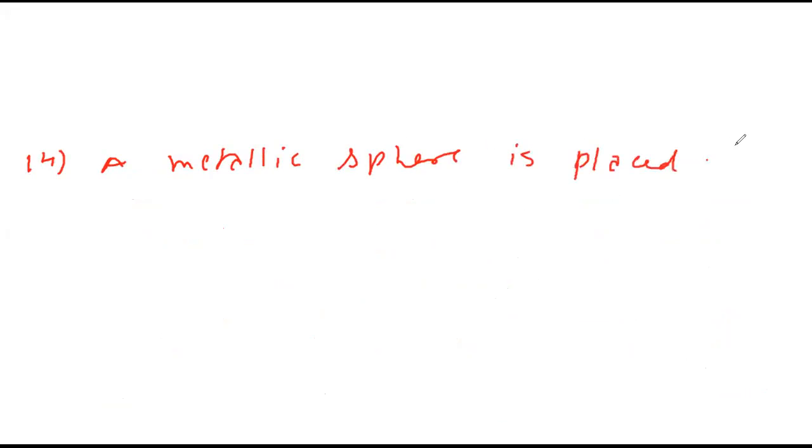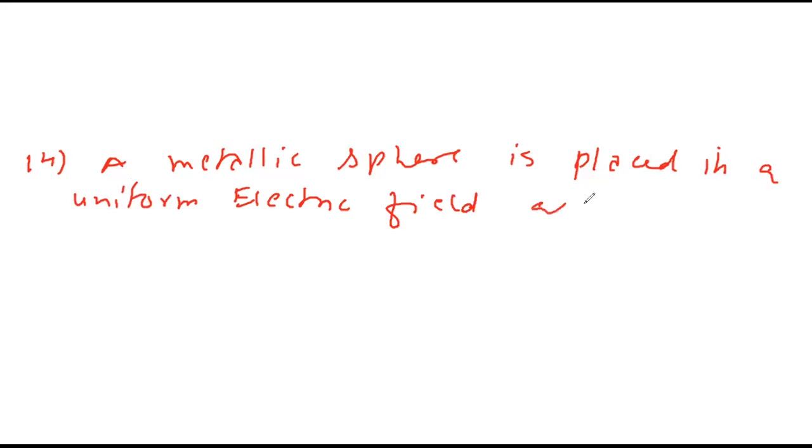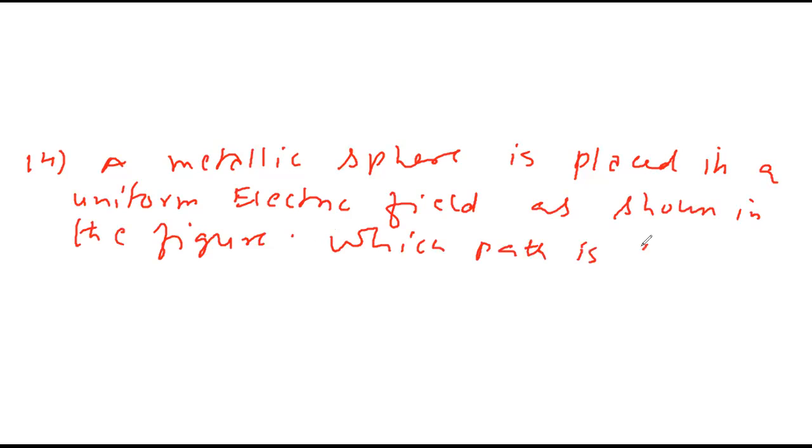Next. Question 14. A metallic sphere is placed in a uniform electric field as shown in the figure. Which path is followed by electric field lines and why?